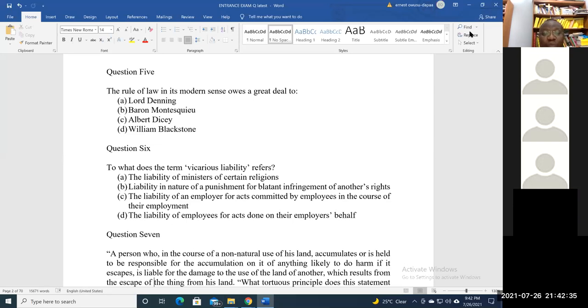So let's go to B. The liability in the nature of a punishment for a blatant infringement of another's right. Is that vicarious liability? No, certainly not.